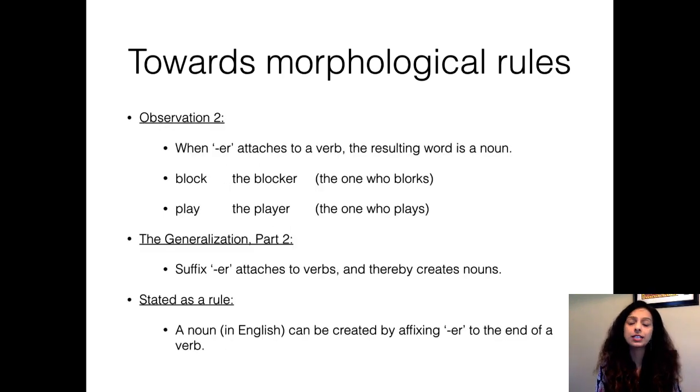The second observation with respect to er is that when er attaches to a verb, the resulting word is a noun. So when you have blork, and there's a typo over there, it's blork and not block. So blork and blorker, you can see that to blork and to play are verbs, but blorker and player are nouns. How do we know that these are nouns? Because you can actually have a definite article like the attached in front of it. So the second part of our generalization is that when you have er attaching to the verb, you can create nouns with it.